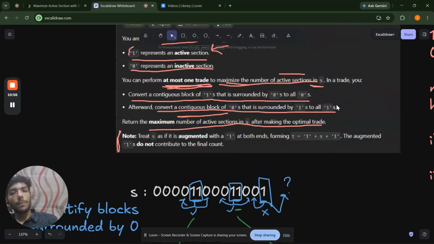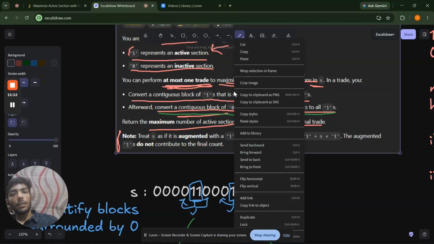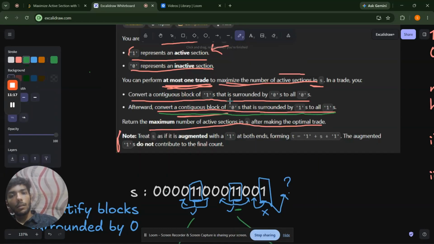And the next step is to convert a continuous block of zeros which is surrounded by ones, and convert that block to ones. So the main factor of this question is this surrounding part: is this part surrounded by zeros and surrounded by one. If that was not the case, the blocks present at the edges or the corners of the string would also be valid contenders for these operations.